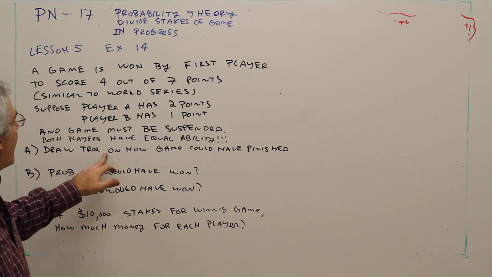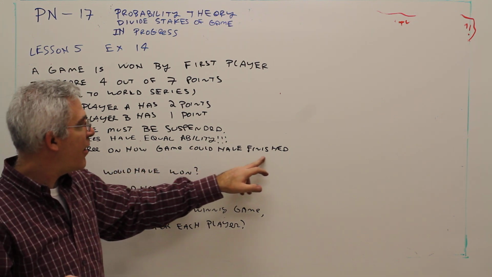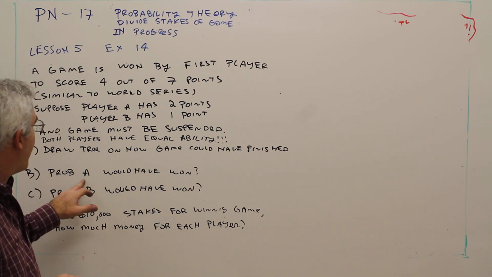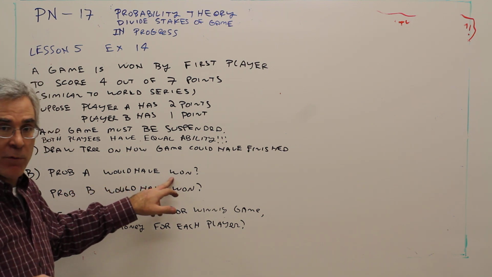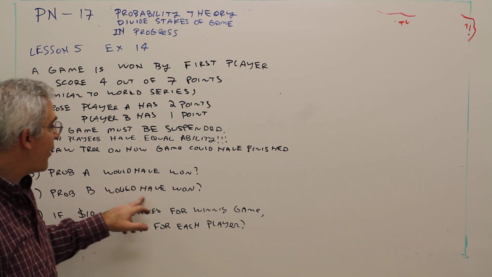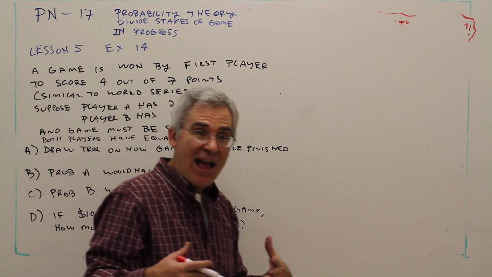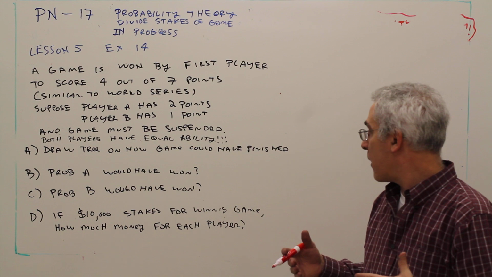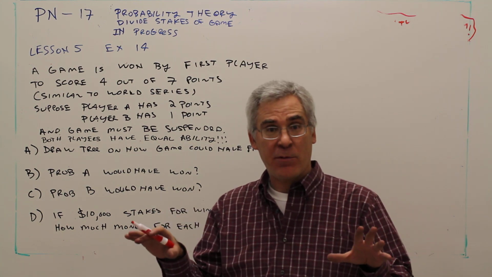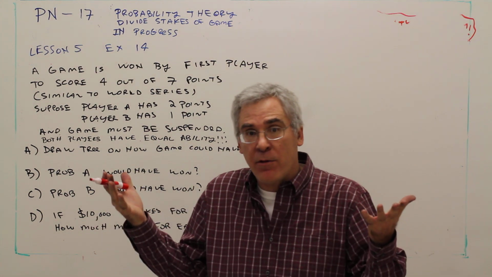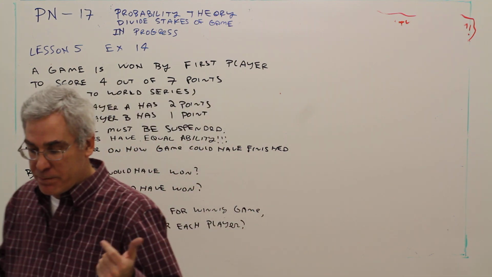Draw a probability tree on how the game could have finished. Find the probability that A would have won, the probability that B would have won, and then if the stakes are $10,000 for winning the whole thing, how much money should we divide between the 2 players? And that's where the problem really originated from.